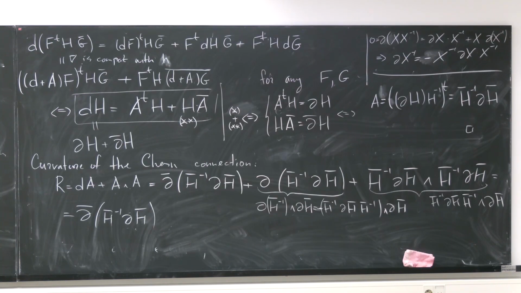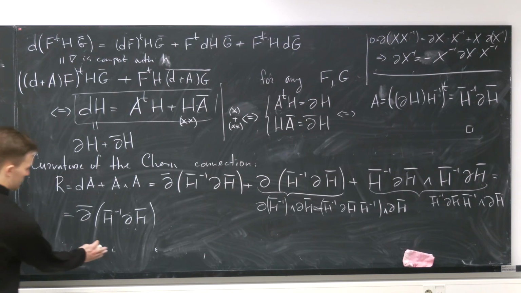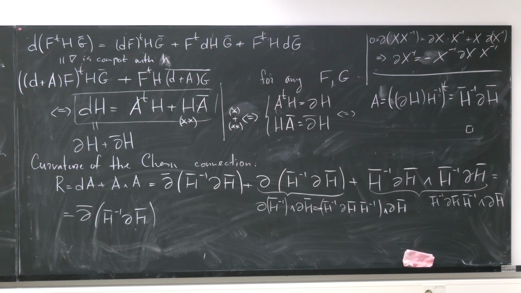So let's observe the following thing. This curvature is a 1-1 form, first of all. That's clear already from this expression. And also it has the following property.